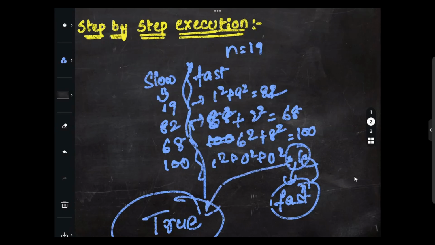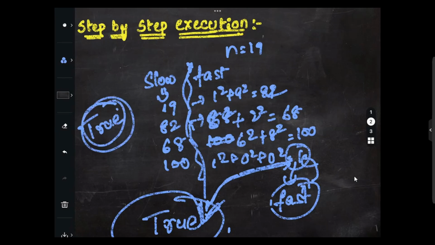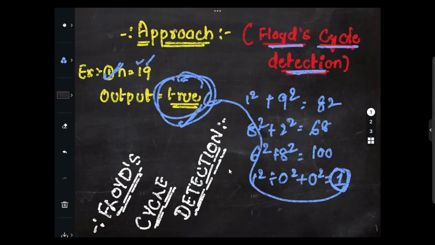If it didn't reach 1, if a cycle was detected and it didn't reach 1, then we would return the boolean value false. In this case we reached 1, so it leads to the boolean value true. The output that we got here is true, and the output they have mentioned for the first example is also true.